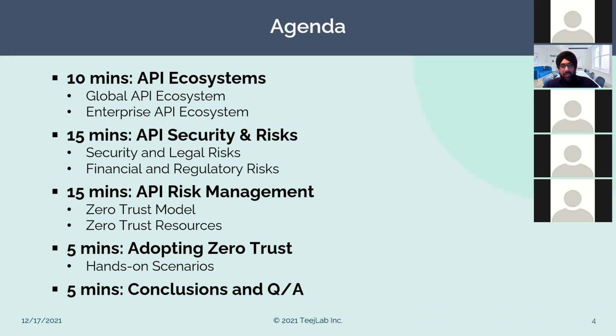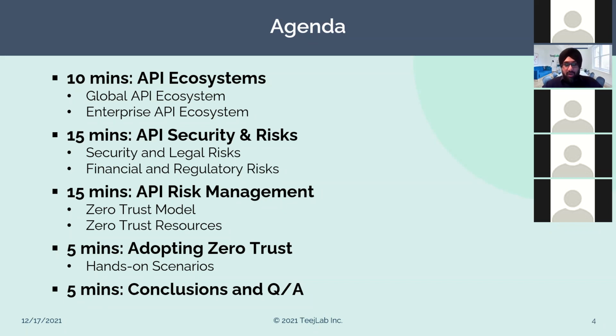But as a guide, as I mentioned, I want to share with you what's happening at the global scale from an API ecosystem perspective. What's happening within the enterprises, how APIs are transforming different digital systems, and with that, what are the new security and risk management related problems we see. And then towards the later part, I want to spend some time on talking about the zero trust model.